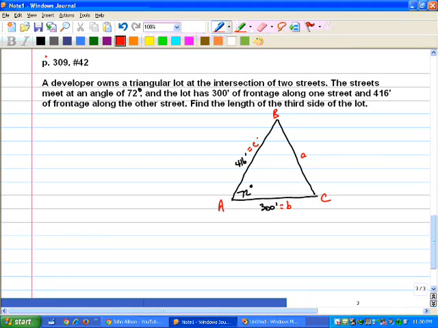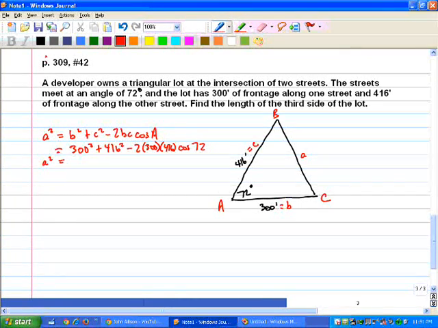If we need to find side A, we will use the version of the law of cosines that has little a squared equals b squared plus c squared minus 2bc cosine angle A. We plug in for b, c and angle A to get 300 squared plus 416 squared minus 2 times 300 times 416 times cosine 72.